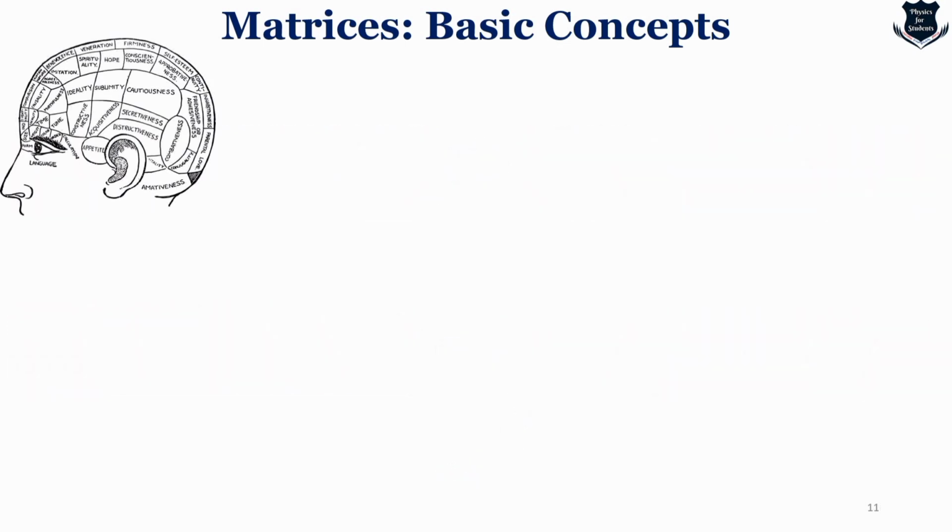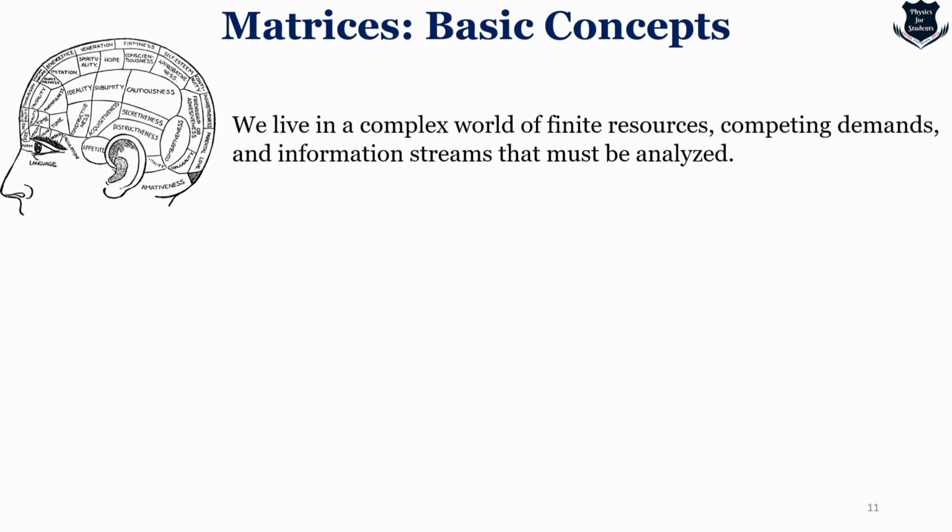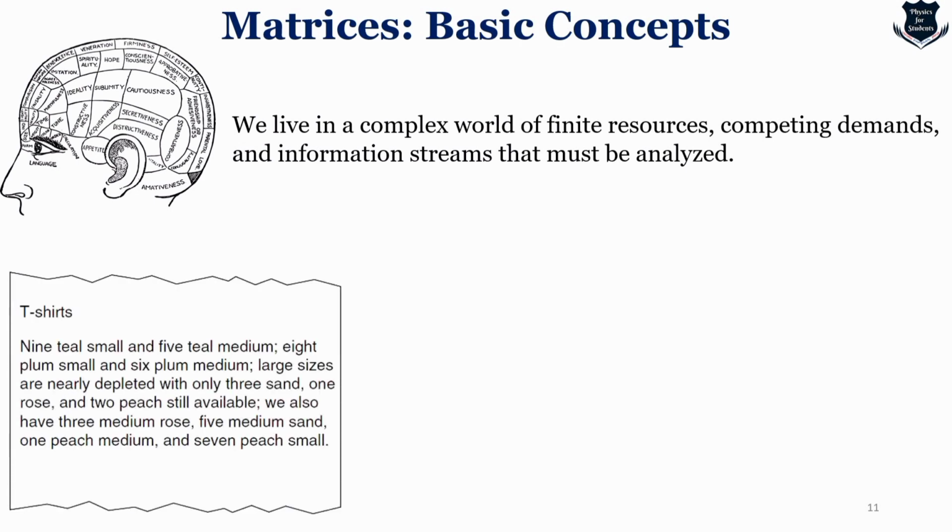So what does this figure actually denote? You see, we live in a complex world which is full of finite resources, competing demands and information streams that require analysis before resources can be allocated fairly to meet the demand for those resources. Any mechanism that makes the processing of information more manageable and visible is a mechanism which needs to be valued.